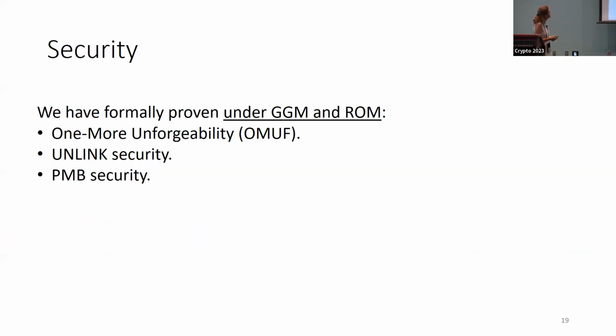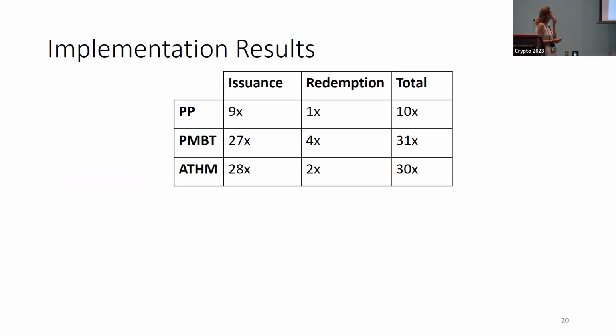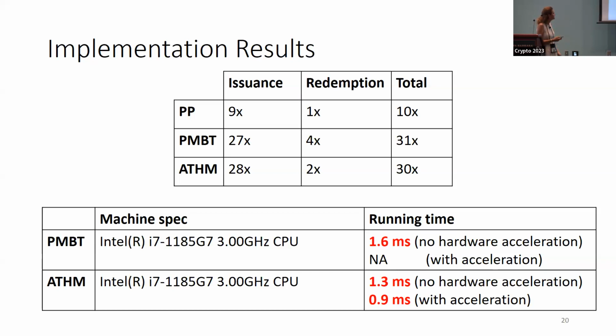So the security, we formally prove the security of this protocol under the generic group model and the ROM for all the security and privacy notions we had. We also implemented our results. And we compared the number of multiplications that each of these protocols have: the Privacy Pass, PMBT, and ATHM. ATHM is essentially just 3 times more multiplications than the Privacy Pass over here, and a little bit better than the PMBT. So when we implemented it on a typical laptop, we can obtain good numbers with hardware acceleration, which is under 1 millisecond.